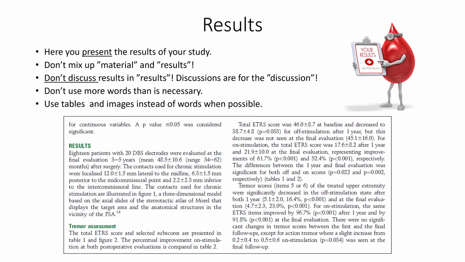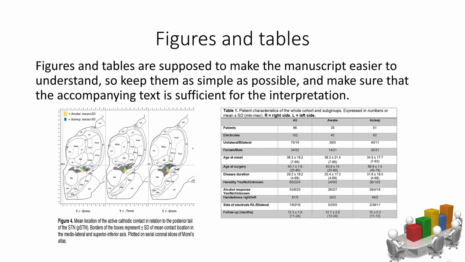Then continue with the results of your study, but be careful not to mix up material and results, and never discuss the results in results. Discussions are for the discussion. In this section, do not use more words than is necessary and use tables and images instead of words when possible. Figures and tables are supposed to make the manuscript easier to understand, so keep them as simple as possible and make sure that the accompanying text is sufficient for the interpretation.